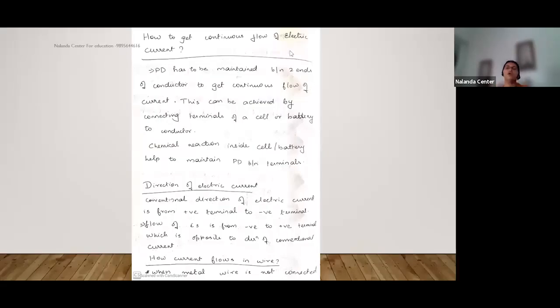Okay, now how do we ensure that there is continuous flow of electric current? We saw that the electric charges are going to flow, right? But we have to ensure that there is always a potential difference maintained between two ends of a conductor.